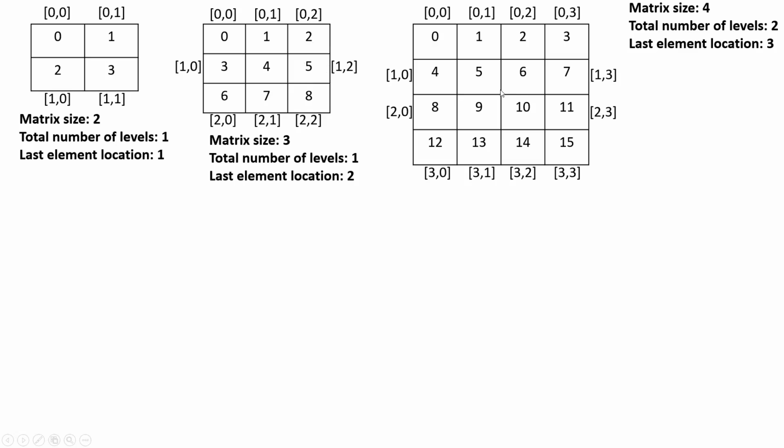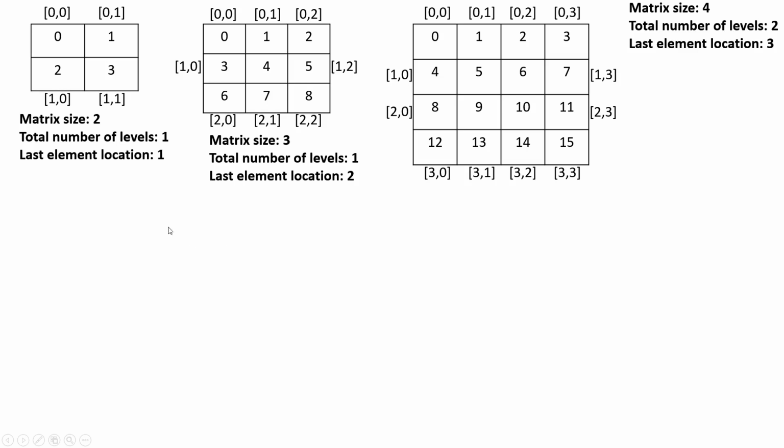And over here this has a total of 2 levels, the outside level and the inside level. The last element location for the 2 by 2 is 1 because 0, 0, 0, 1, 1 is the last column. Last element location is 2 because 2 is the last column. For the 4 by 4 matrix, the last element location is 3 because 3 is the last column. It's pretty much whatever the matrix size is minus 1.